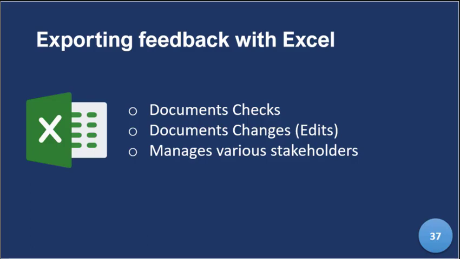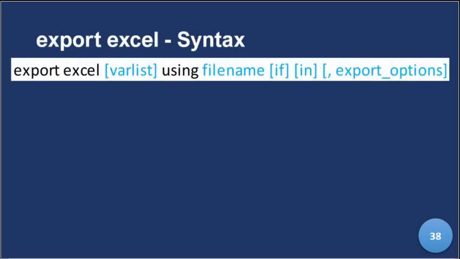Okay, so without wasting much time, let's look at the syntax. Very interesting syntax. So it is export excel varlist. That means the list of variables you want to export to Excel. This also means that you don't need to export everything. You can just export some bits and pieces. That's how it works. Then you have to export using a file name, and then the if and in are conditional statements which help you to extract.